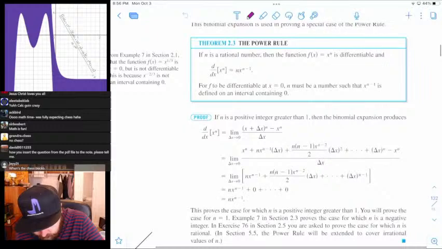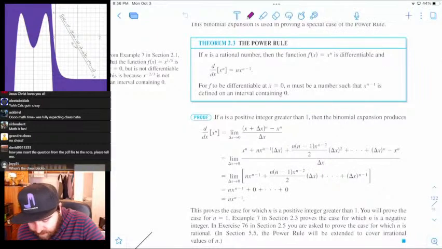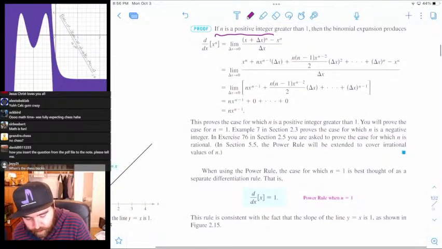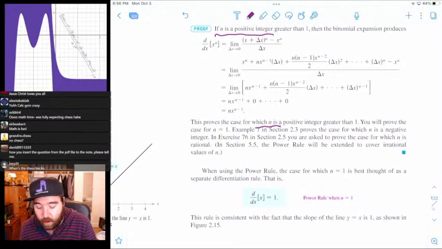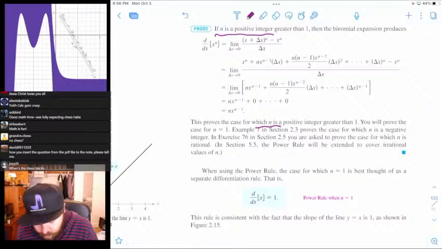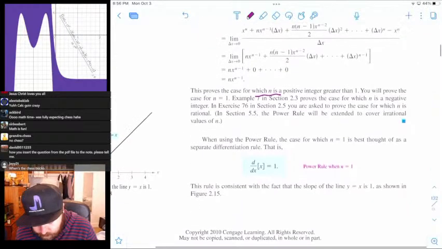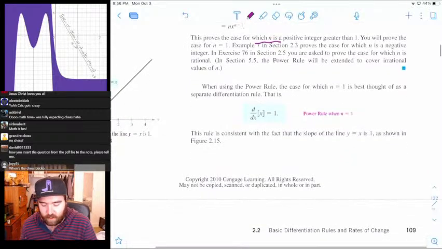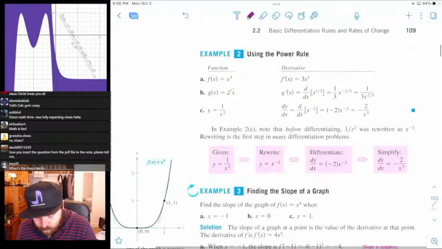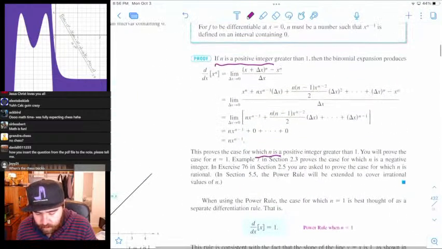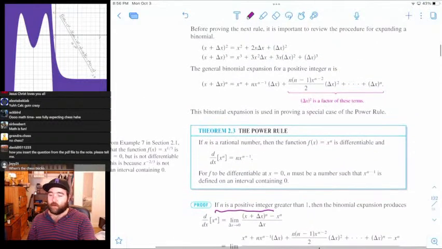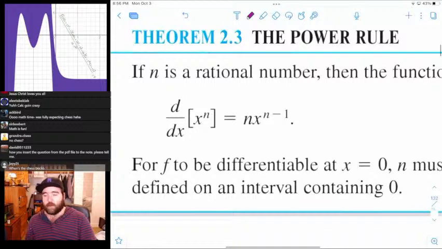Let's see if that kind of agrees with what they did. They did see if n is a positive integer as well. So this proves the case where n is a positive integer greater than 1. Oh, yeah. You will prove the case for n equals 1. Yeah, that's just a constant rule. All right, so they just actually leave it there. They don't talk about that yet. All right, so we're on the same page as them. I guess we'll prove that when we need it. But there's the power rule, nicely written out how they like to write it out.